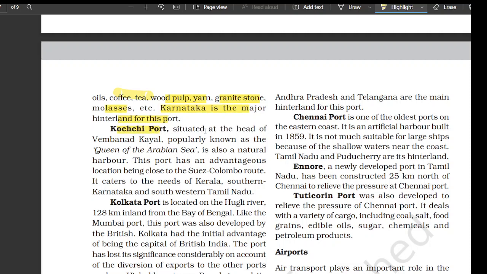Kochi port, situated at the head of Vembanad Kayal, popularly known as the Queen of the Arabian Sea, is also a natural harbour. This port has an advantageous location, being close to the Suez-Colombo route. It caters to the needs of Kerala, southern Karnataka, and southwestern Tamil Nadu.